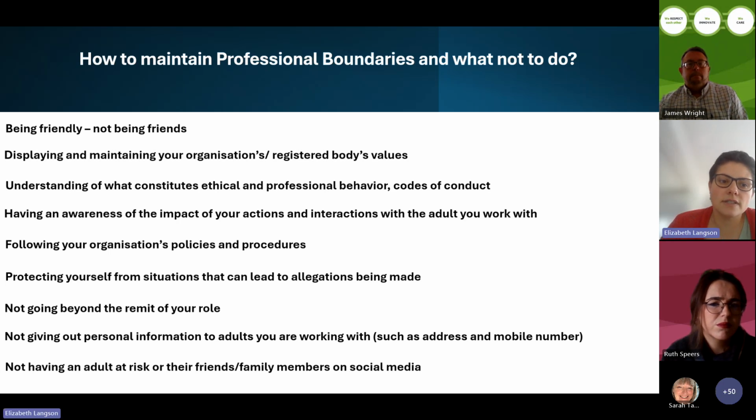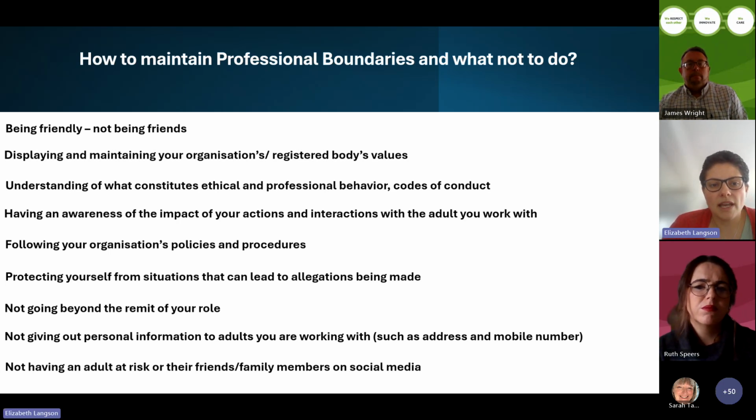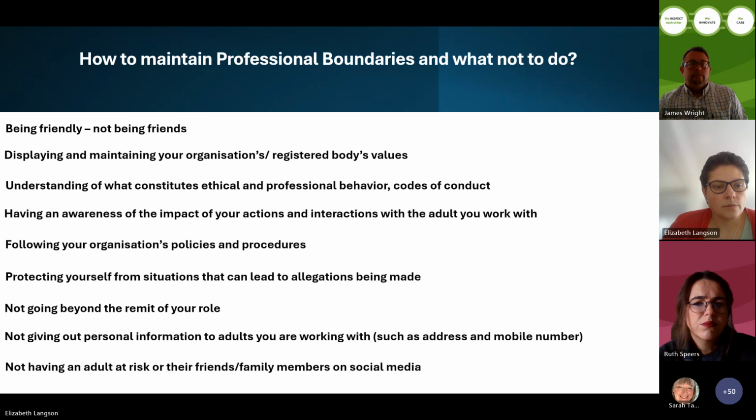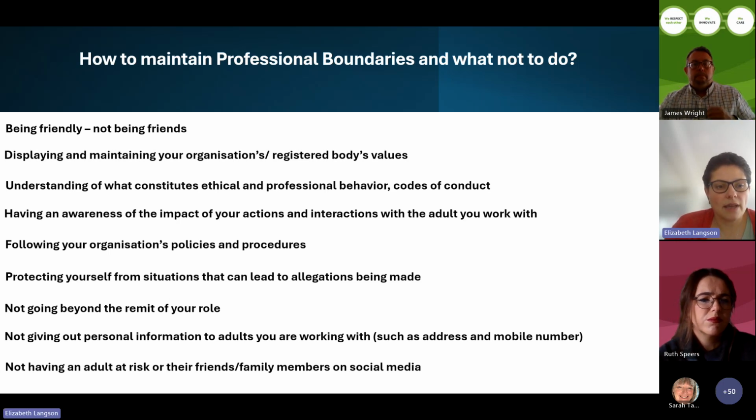Understanding of what constitutes ethical and professional behaviour, being aware of codes of conduct within your organisations, having an awareness of the impact of your actions and interactions with the adult you work with, following your organisation's policies and procedures and knowing where to find them and where they are. Protecting yourself from situations that can lead to allegations being made. Not going beyond the remit of your role.